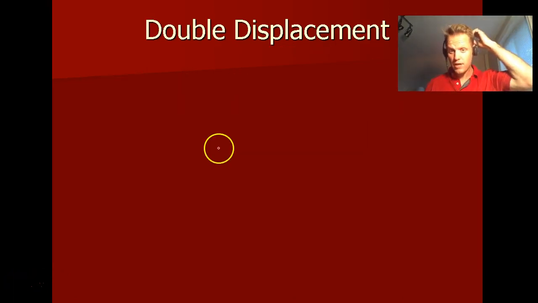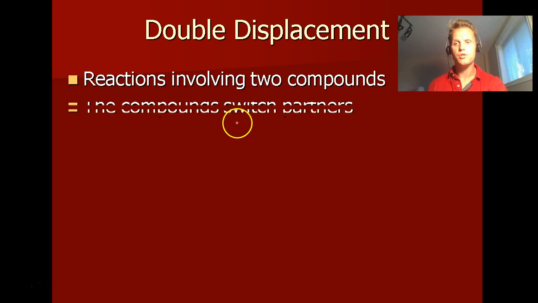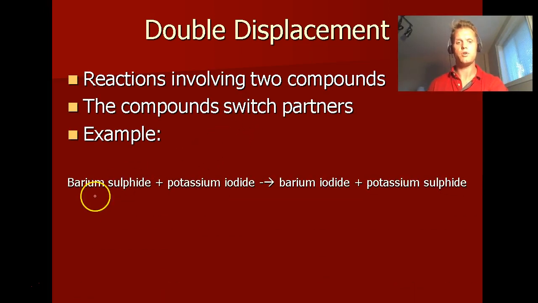The fourth type of reaction we have is something known as a double displacement reaction. It's a reaction involving two compounds. They involve switching partners, okay? So you can see that I have barium sulfide plus potassium iodide. Let's take a look at that quickly. So barium sulfide, 2 plus 2 negative, plus potassium iodide.